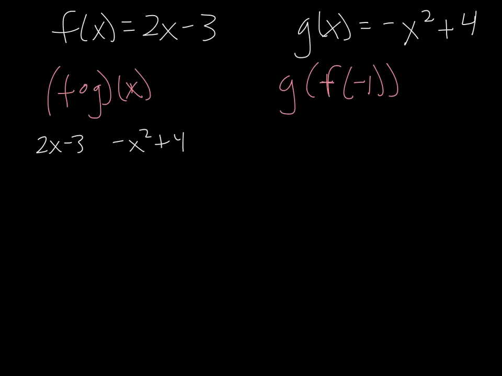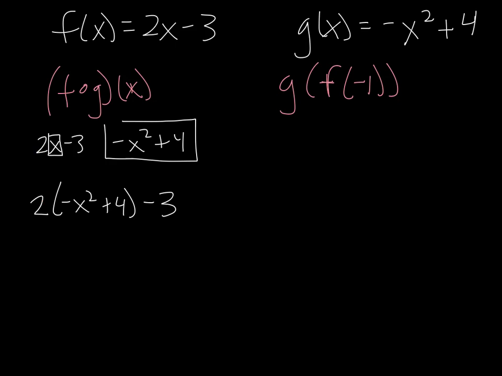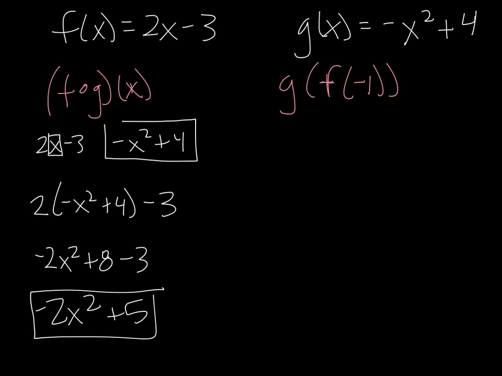Function of g is on the inside, so that gets my big box. Function of f is on the outside, that gets my little box. So replacing your box, this says 2 times box. So replacing the input with negative x squared plus 4. You still have the minus 3. So again, the 2 times x minus 3. You're replacing this inside your x. Distribute. This becomes a negative 2x squared plus 8 minus 3. So my final answer would be negative 2x squared plus 5. Bing, bada, boom.